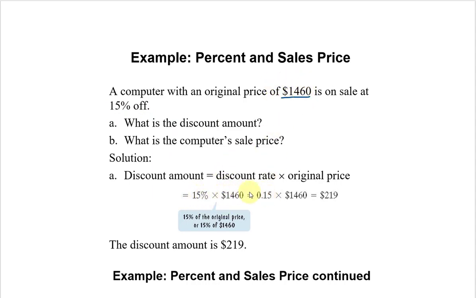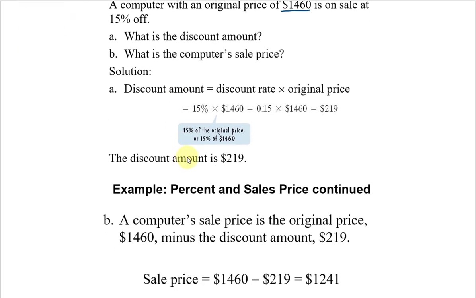Now 15% means 0.15 in decimal. We are moving 2 places to the left. So 0.15, and that gives me 219. So the discount amount is $219 for this amount of the original price.